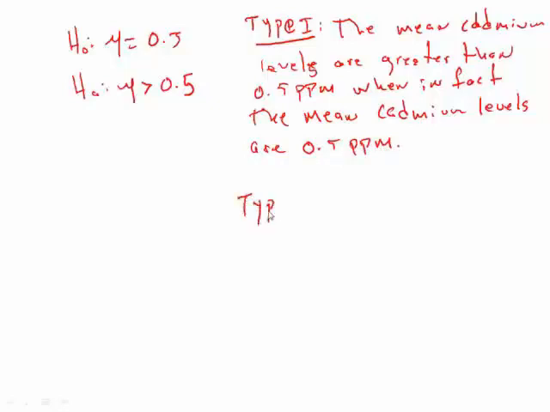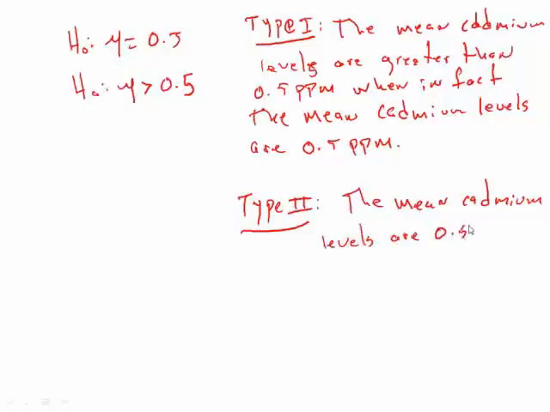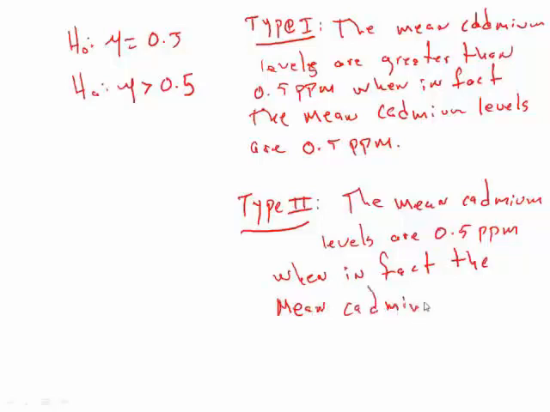The type 2 error, well, we are saying that the mean cadmium levels are 0.5 parts per million, when in fact the mean cadmium levels are greater than 0.5 parts per million.